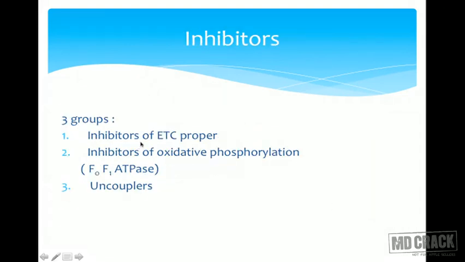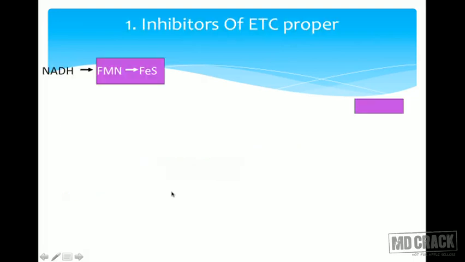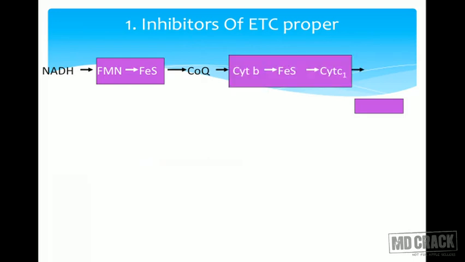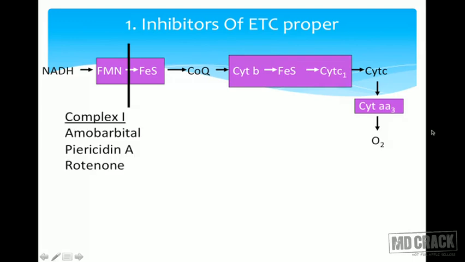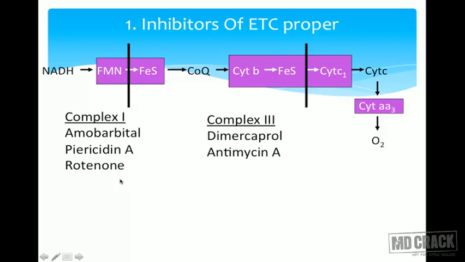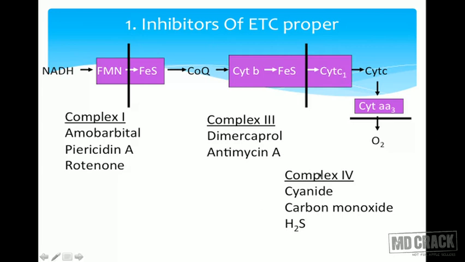Are there inhibitors? Yes, there are inhibitors of this: inhibitors of the ETC proper, inhibitors of oxidative phosphorylation or F1 ATPase, and uncouplers. Again, from an MCQ point of view, let us just look at how each of these is acting and where they are acting. I have given the electron transport chain here. Inhibitors of complex 1: amobarbital, piericidin A, rotenone. Inhibitors of complex 3: dimercaprol, antimycin A. MCQ, that's all that you need to know. Complex 4: cyanide, carbon monoxide and hydrogen sulfide.